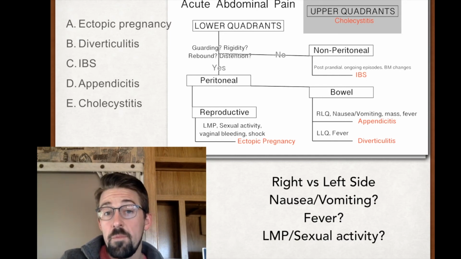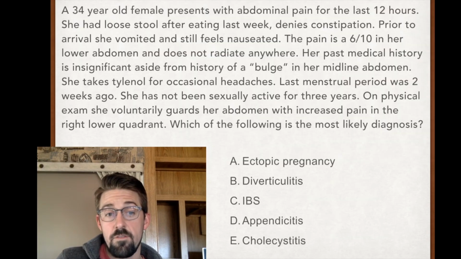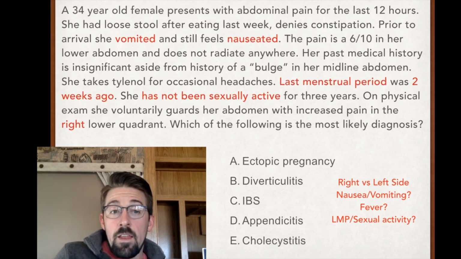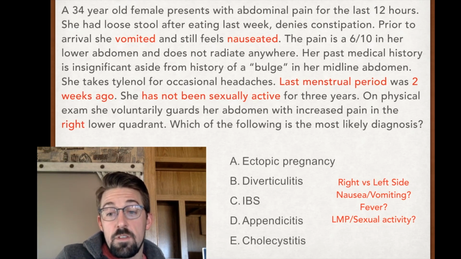Now, I already happen to know that her pain is in the lower quadrant, right? And cholecystitis is an upper quadrant pain. So it's already moving extremely far down my list, and I'm probably going to cross it off. So here are the questions that I want to answer when I read this stem, if they give the information. Highlighted now are the answers to some of these questions.